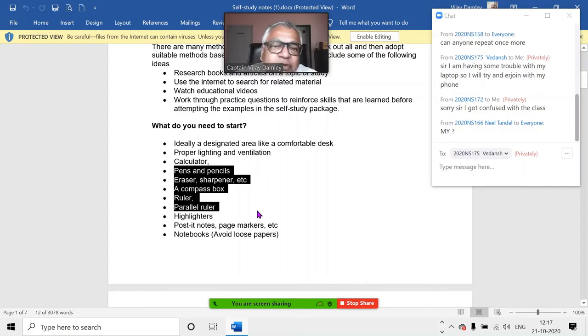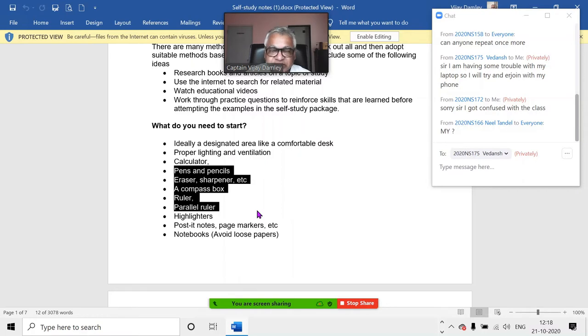I have noticed that somehow there is not enough attention paid to pens, pencils, erasers, sharpeners. They distract you. What happens if my pen runs out of ink? I have to look around, ask somebody, is there a pen there? That's a distraction. Same thing about pencils. So you should have like two pens, two pencils, an eraser of your own, a sharpener, because you have to sharpen the pencil, and a compass box, because you need to use the compass as well as a divider.